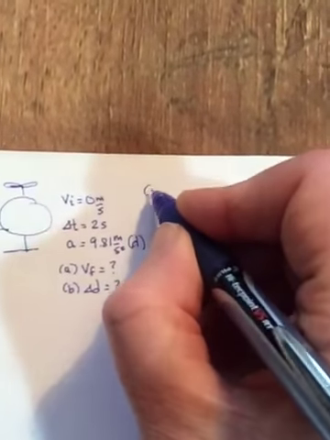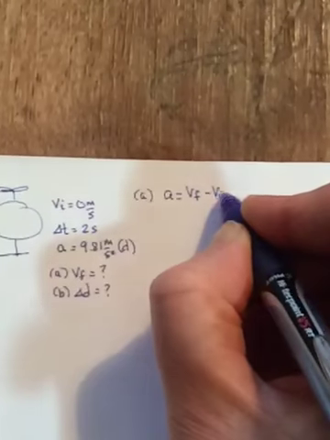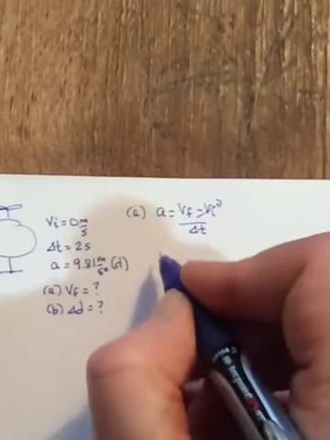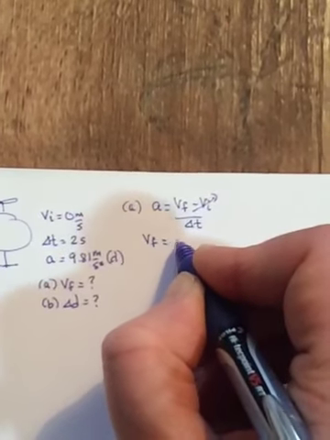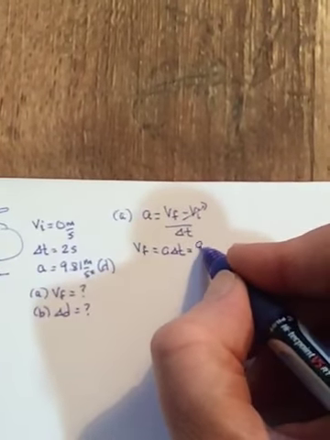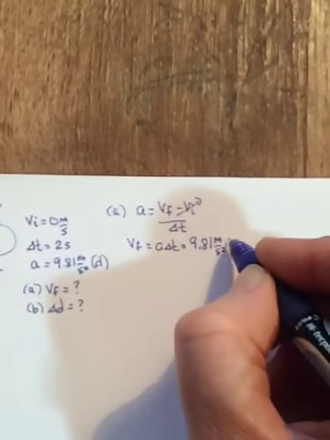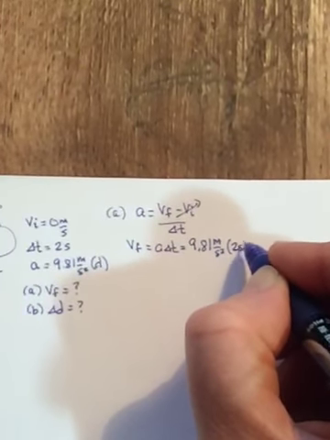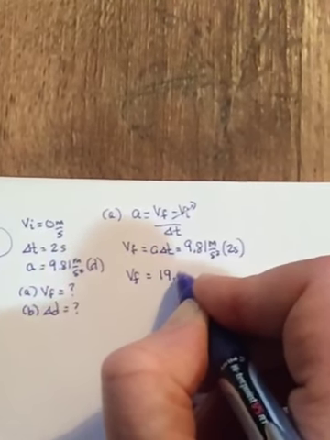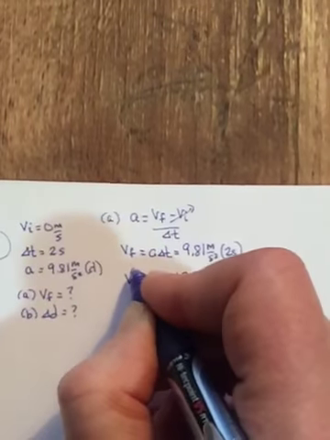So for part A, you would just use your equation that you've known for a while now. A equals VF minus VI over delta T. The VI is 0, so it'll just be VF equals A delta T. Everything's going down here, so you can call down positive, and you don't have to put a negative in. So it'll be 9.81 meters per second squared times 2 seconds. So the VF will be 19.62 meters per second down.